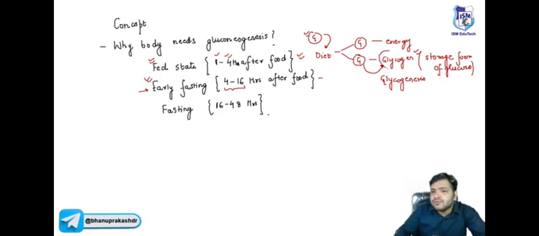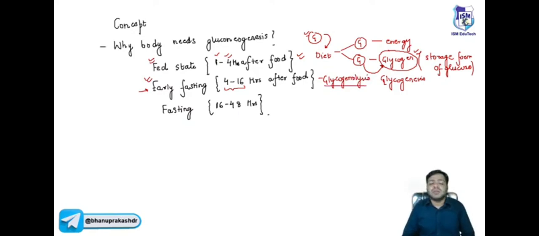This glycogen will break. Whatever glycogen was stored will break and will give energy. So 4 to 16 hours without food, what will be there? Glycogenolysis will be there. The glycogen stored in the body will break down to provide glucose. When you haven't taken any diet, the glycogen which was formed will now be broken down to release glucose to provide energy, and that is called glycogenolysis.